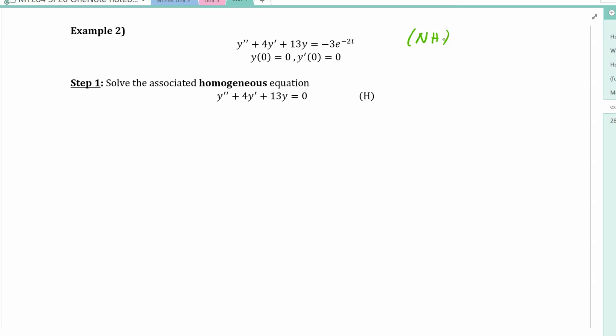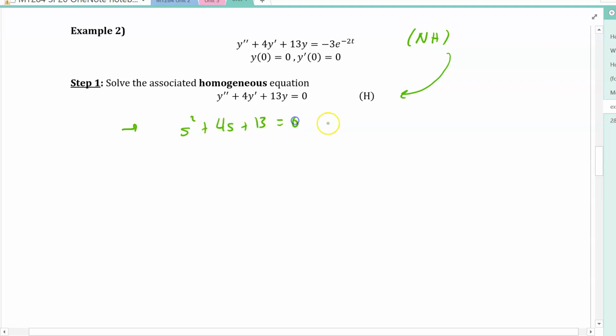Alright, so we're going to go through the steps again, and the first step is to reduce this to the corresponding homogeneous equation. Then by substituting in y equals e to the st, look at the corresponding quadratic equation. In this case it would be s squared plus 4s plus 13 equals 0. Now this is a quadratic equation which we can't solve by factoring. We'd have to either use the completing the square technique or the quadratic formula. So let's use the quadratic formula.